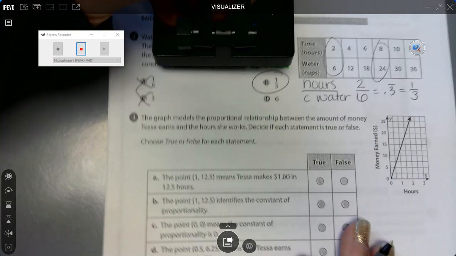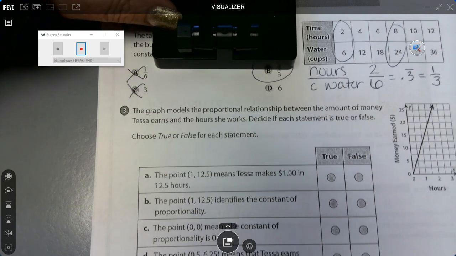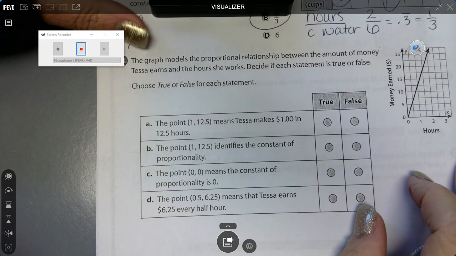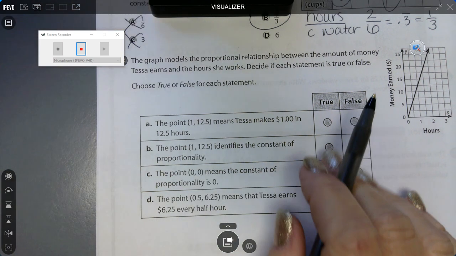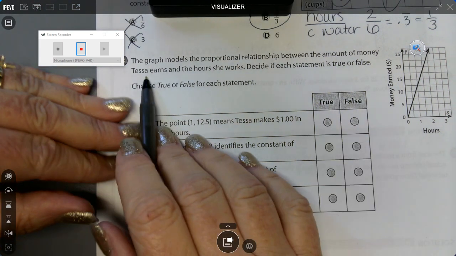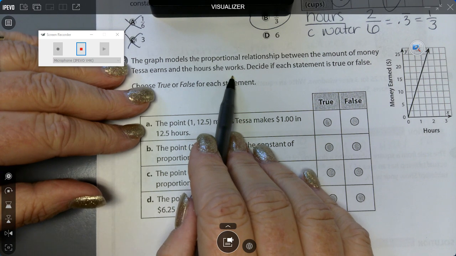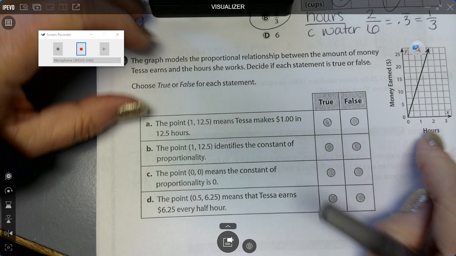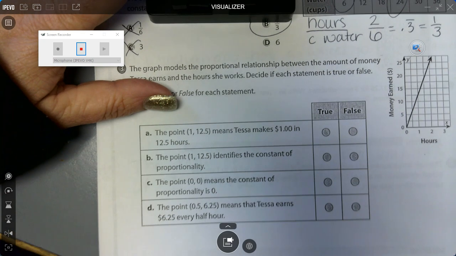Okay, here we go. Number 3. The graph shows a proportional relationship between the amount of money Tess earns and the hours she works. Okay, so watch. Let's go over to our graph. We already know it's proportional because it tells us that, right?